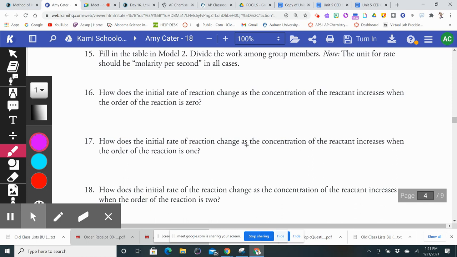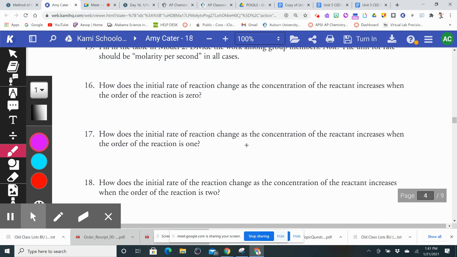Okay, 16. How does the initial rate of the reaction change as the concentration of the reactants increases when the order of the reaction is 0? So for that first column, how did the rate change? It didn't. Okay, no change. Let's keep it in complete sentences. So changing the concentration had no effect.